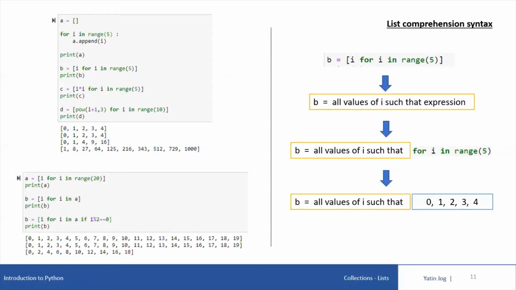In this video, we are going to discuss the concept of list comprehension syntax. Now, what is list comprehension syntax? You can look at this example: B is equal to I for I in range of 5. I'll explain the concept of this, but this is called comprehension syntax.